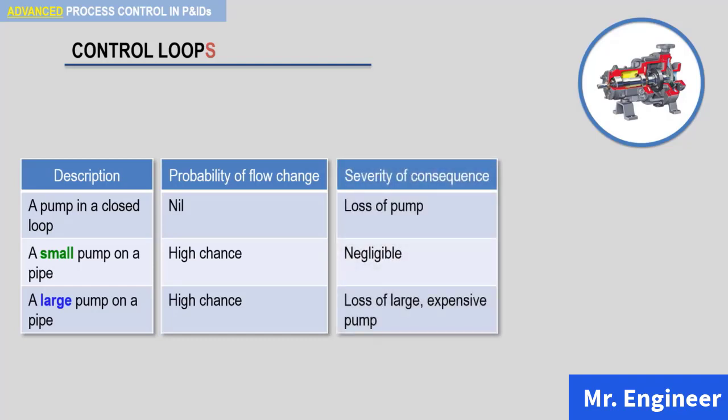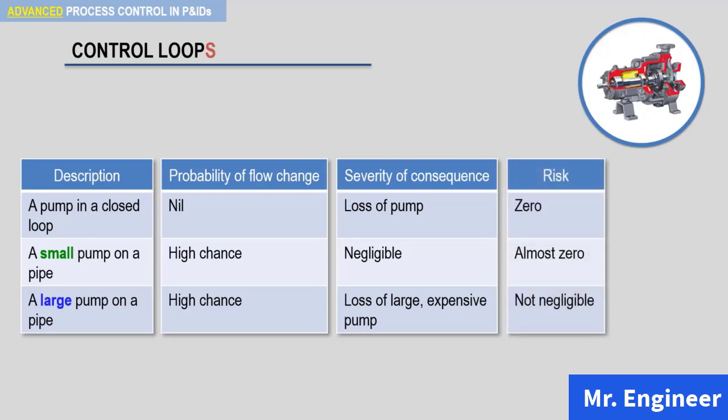The severity of consequence for each case is seen here. In the first case, the severity of consequence is only the loss of the pump. In the second case, it is the loss of the pump, but the pump is small and inexpensive, so the severity is almost negligible. In the last case, the severity of the consequence is the loss of a large expensive pump.